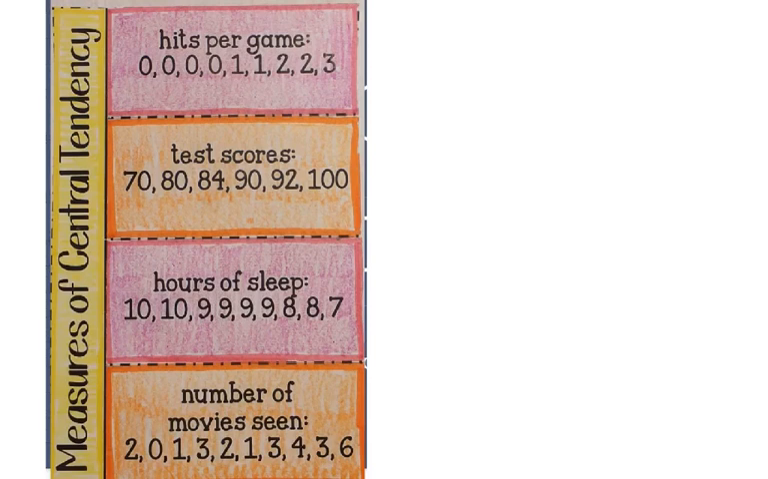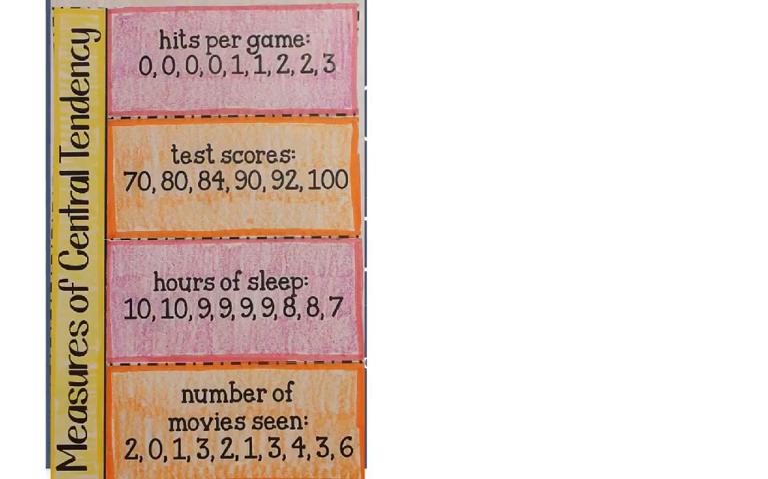Okay, this is an example we would be putting in your notebooks this week if we were at school. So what we're going to do is find the mean, and the median, and the mode here. Okay, so hits per game. So this is your data: 0, 0, 0, 0, 1, 1, 2, 2, 3. So it looks like they started their season slow, got a little better, and then started hitting pretty well.